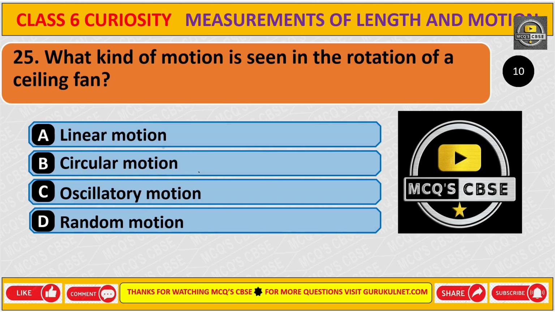Question number 25. What kind of motion is seen in the rotation of a ceiling fan? And the correct answer is B, circular motion.